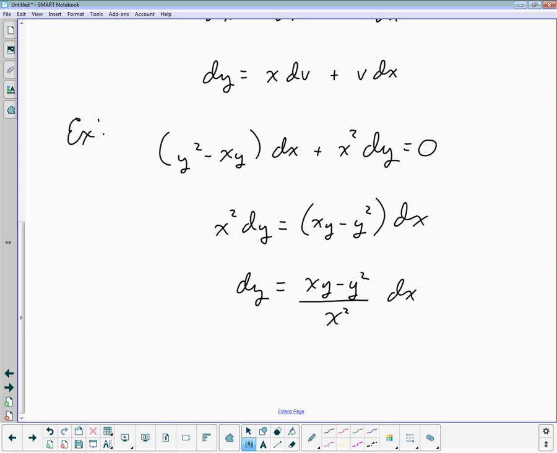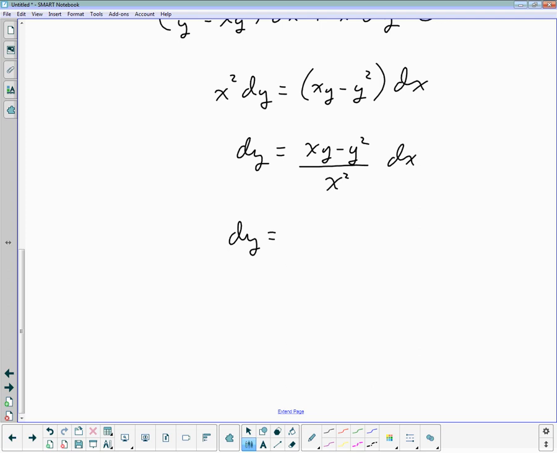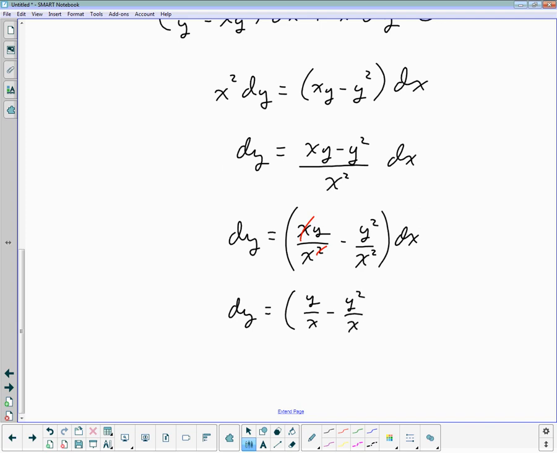Now, let's go ahead and clean up the right-hand side a little bit and get a little simplification. Okay, so here's where our substitution is going to come into play.